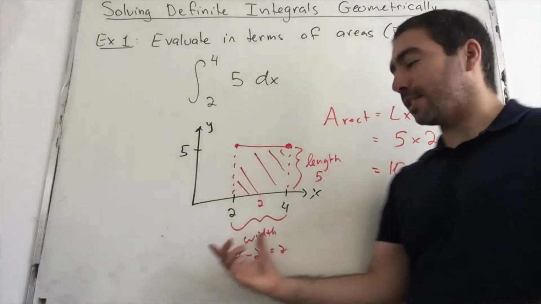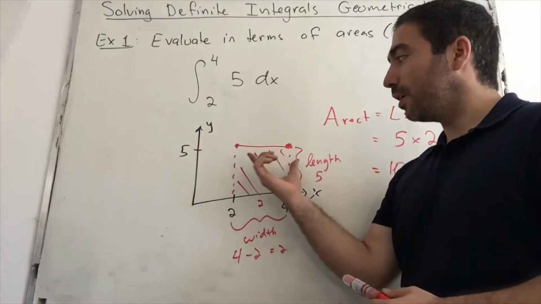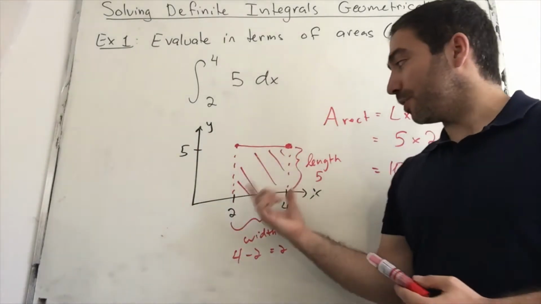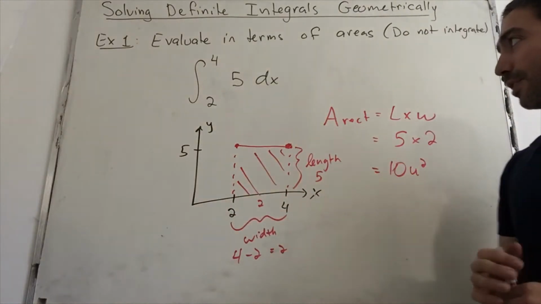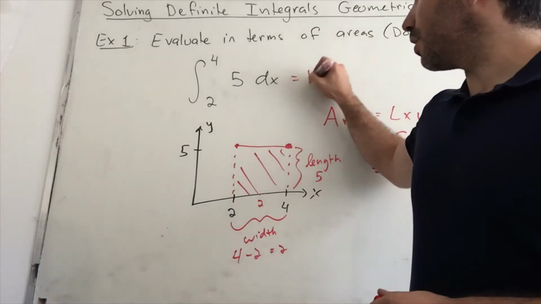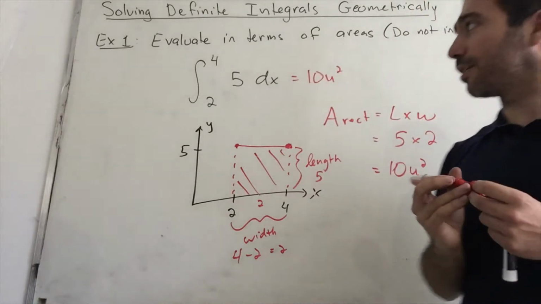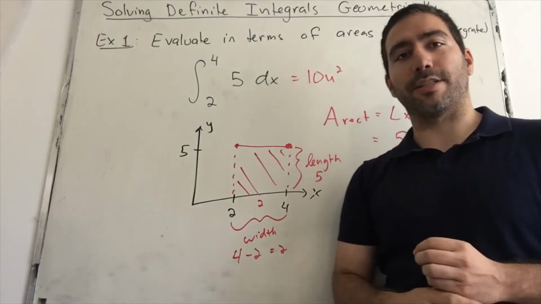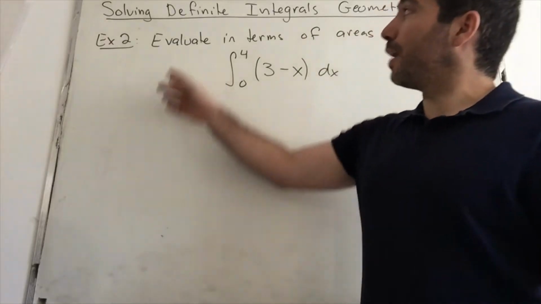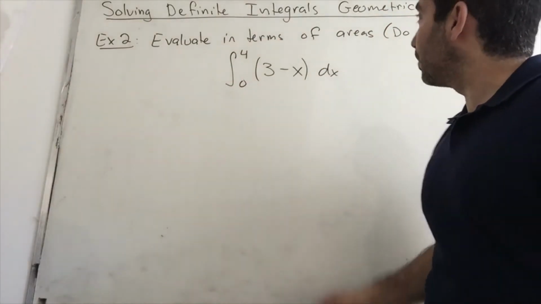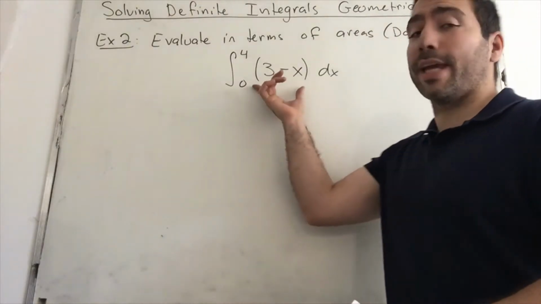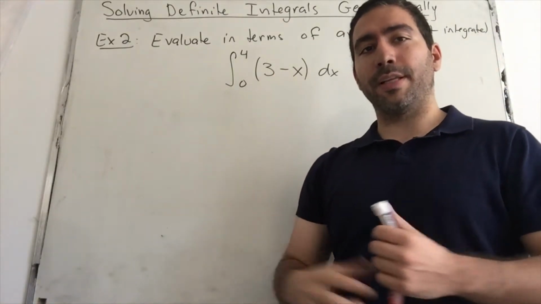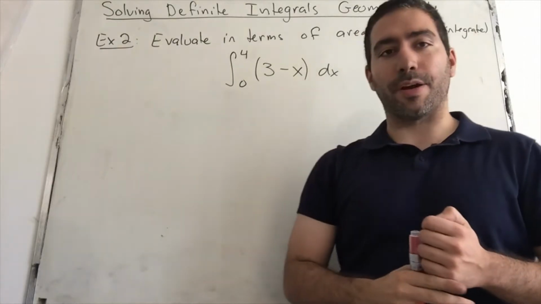So this is an easy example where we could look at the function and look at its shape geometrically, and we're able to find the area under the curve, giving us an answer of 10 units squared. Okay, so that's our first example. Let's look at a harder example. So here the example we have, example 2, is to evaluate in terms of areas. Again, do not integrate, do not use the limit definition to solve this, although we can. Let's find the answer in terms of areas.